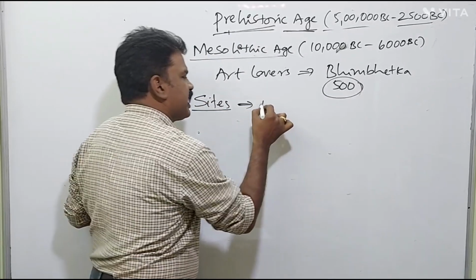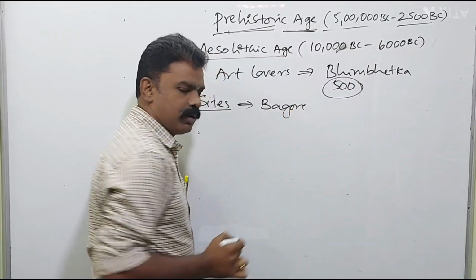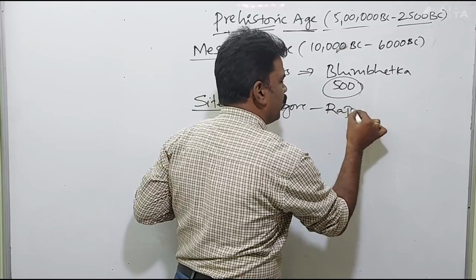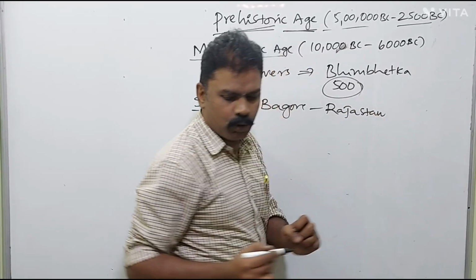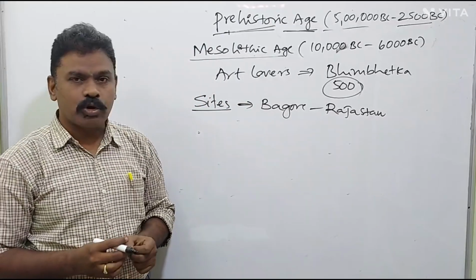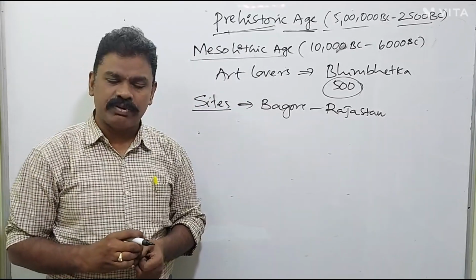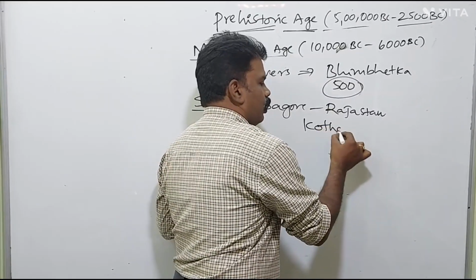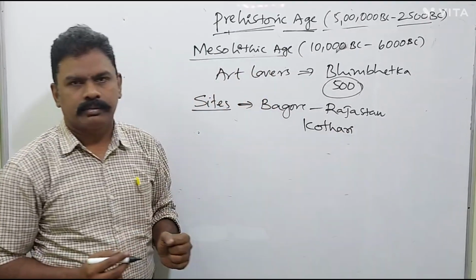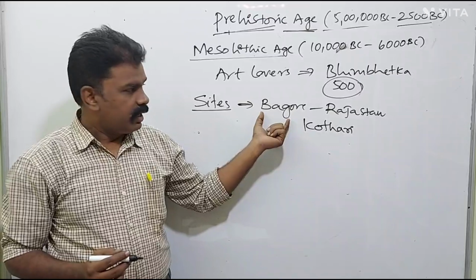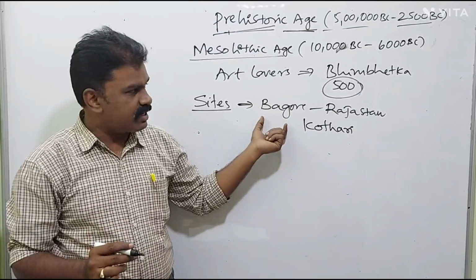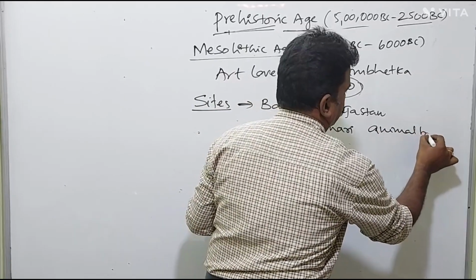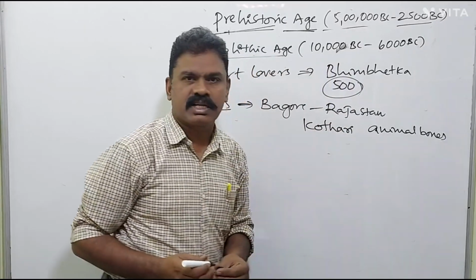The biggest site of this age is Bagor. Bagor was the biggest site found in Rajasthan. It is the best documented and also the biggest site of this area, on the river bank of the Kotari. Here, animal bones and skulls were found.